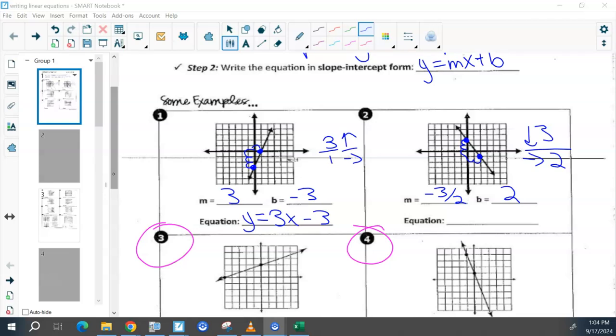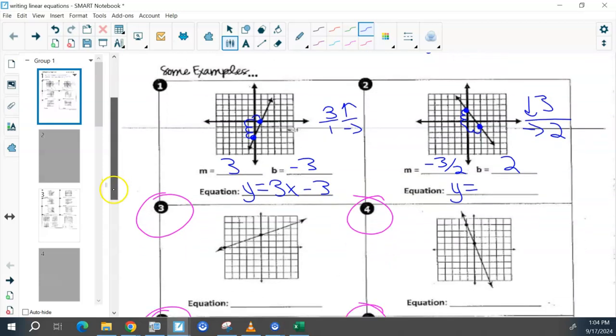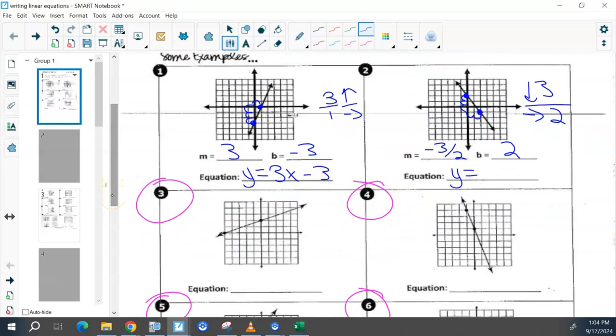How would I write that equation? Y equals negative 3 halves, or negative 3 over 2, x plus 2. Good. Questions about that? The next ones don't have that part, but we're still going to do that unless you don't need it.